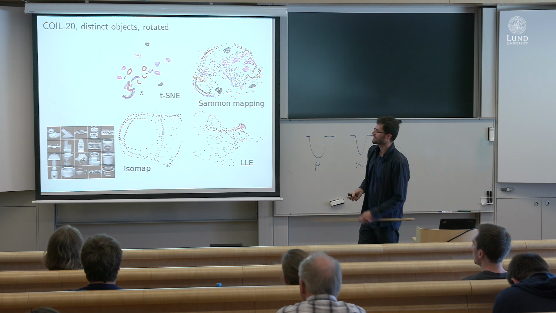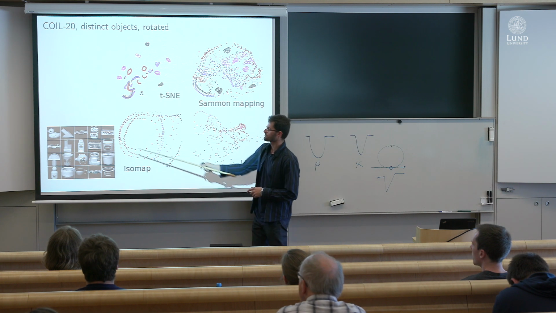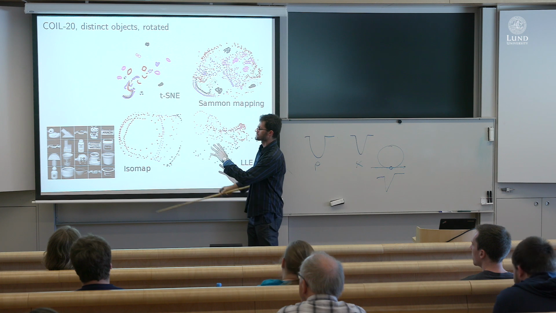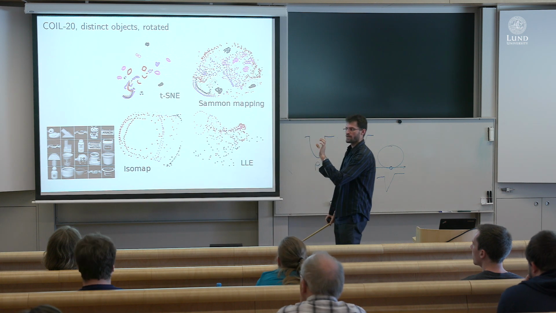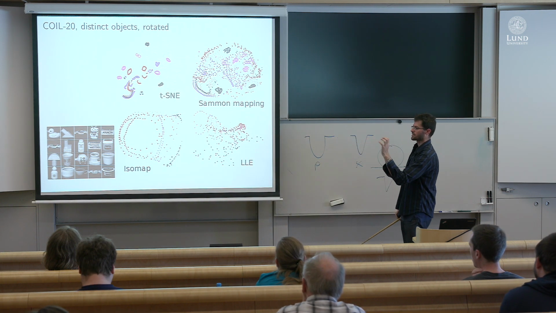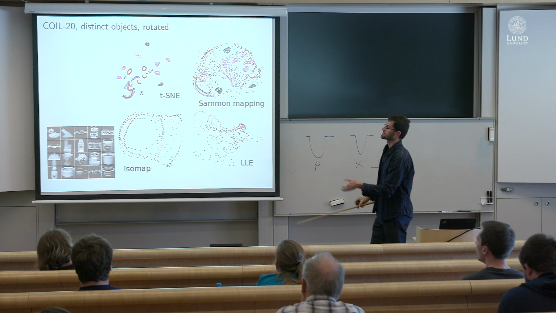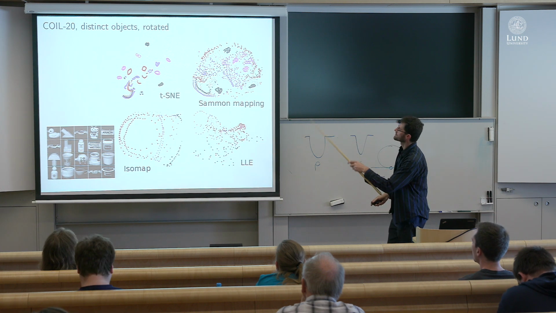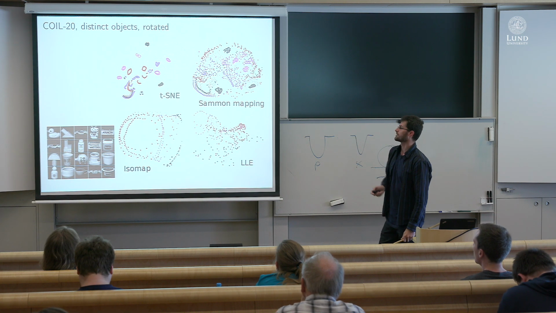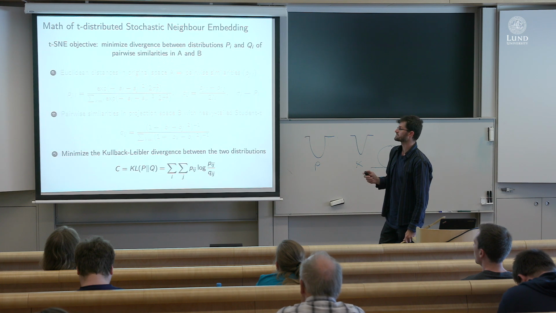A similar example is with these photos of different objects, but we put in photos of these objects from all possible angles. We go around the object and take a photo of it. And the t-SNE projection actually retrieves the structure of this data: each circle is one object, but as we go along the circle, we look at photos that were taken from different angles. The other methods come close, but they are not as effective as t-SNE.